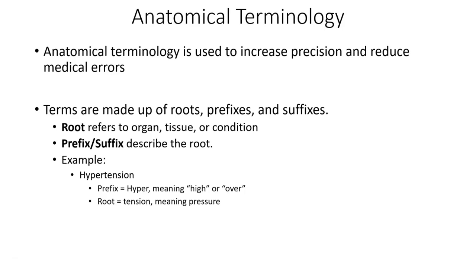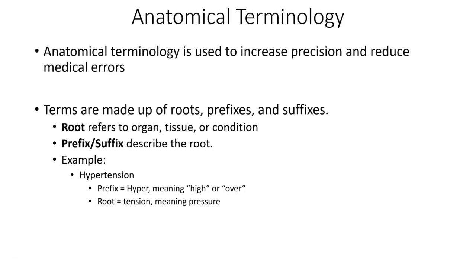A root is usually going to refer to an organ, tissue, or condition. Prefixes and suffixes, so the beginning or end of the word, are going to describe the root. For example, hypertension. The prefix here is hyper, meaning high or over, so something above what is considered to be normal or average.